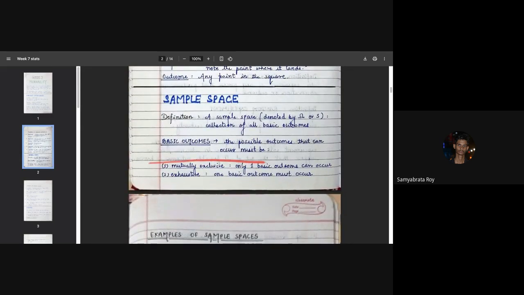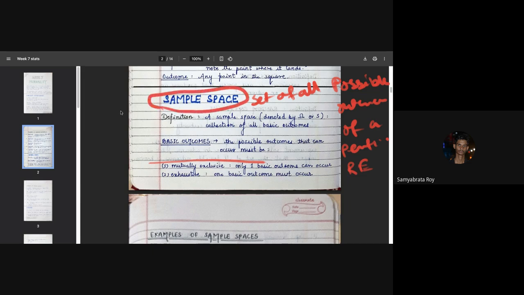Now, if I construct a set of all the possible outcomes which I just told you, the set of all possible outcomes of a particular random experiment is called the sample space of that random experiment.